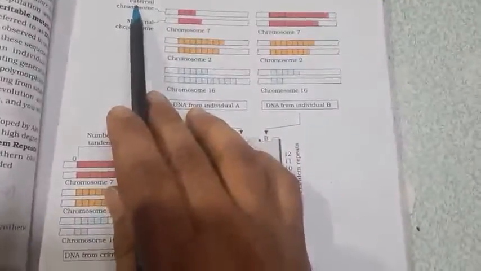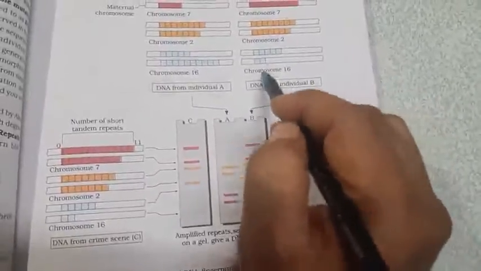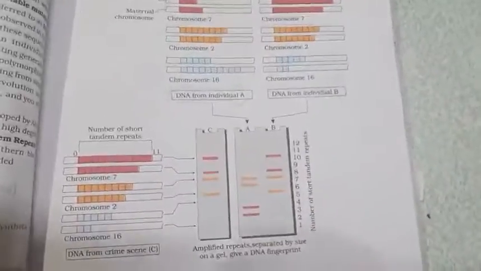First of all, this figure. This is a paternal chromosome and a maternal chromosome. The first, red-colored pigment is chromosome 7, with a 4 and 3 base pair nucleotide sequence, and this is chromosome 7. Similarly chromosome 2 and chromosome 16. This sequence is DNA from individual A and this sequence is DNA from individual B.